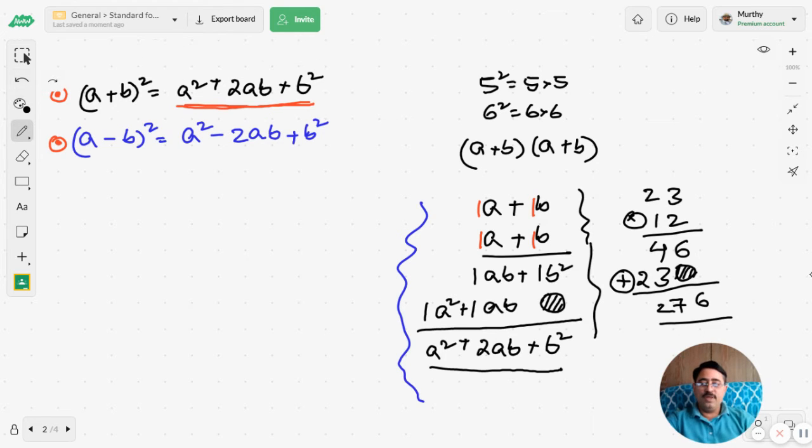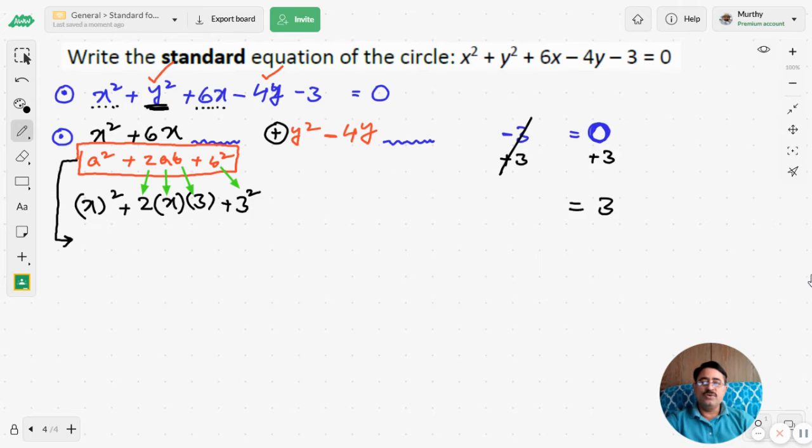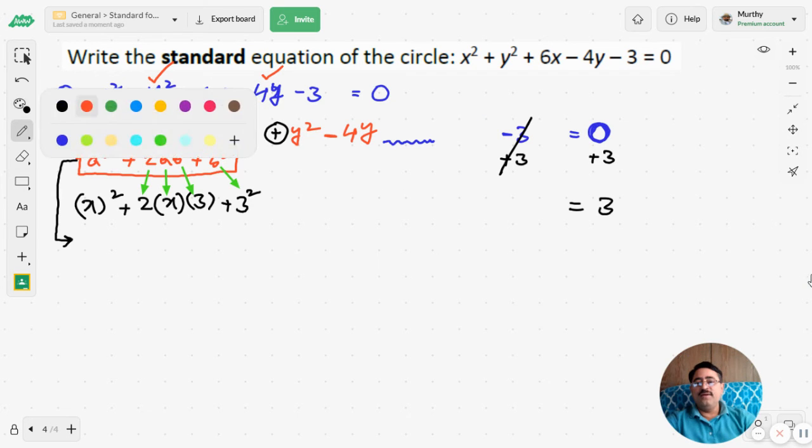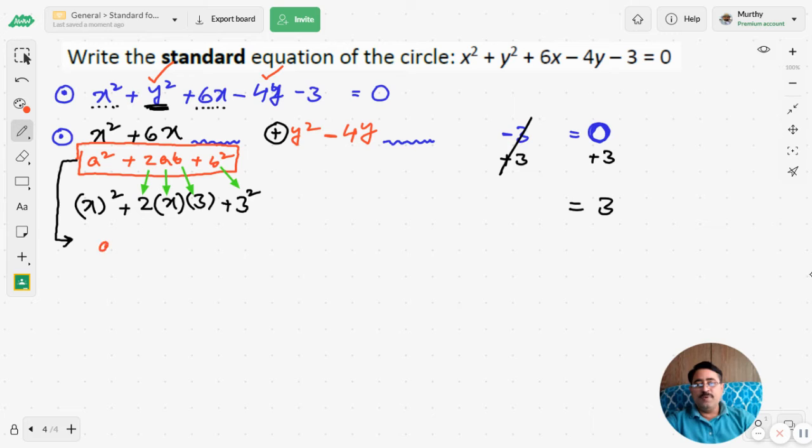Therefore, let me go to this question. This one I can write as (a plus b) whole square. So what is the value of a here? You can see that the value of a equals to x here. And what is the value of b? You can see that it is going to be 3. Right? Therefore, (x plus 3) whole square.